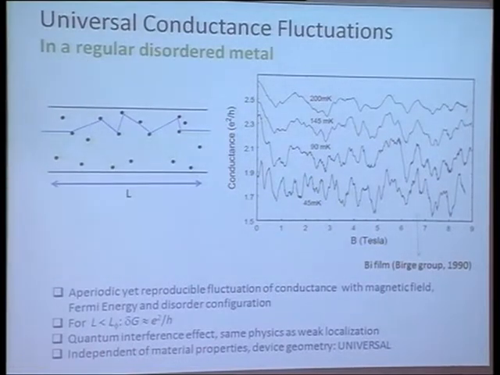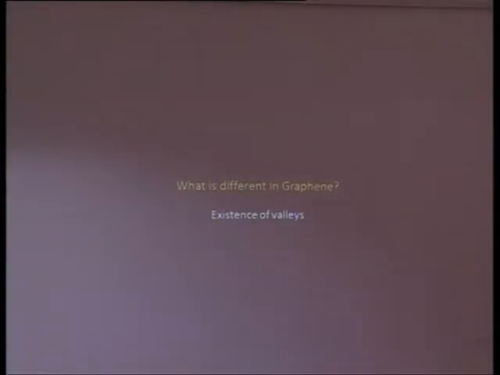The problem is, what does graphene say that changes this? It turns out graphene has valleys. And what I'm going to show you in this talk is how valleys can modify this concept of universal conductance fluctuations in a metal. To some extent, the reason behind this talk is not just about graphene, but also about these new materials, in fact topological insulators as well, which have Dirac-like dispersion, and not two, but one valley.